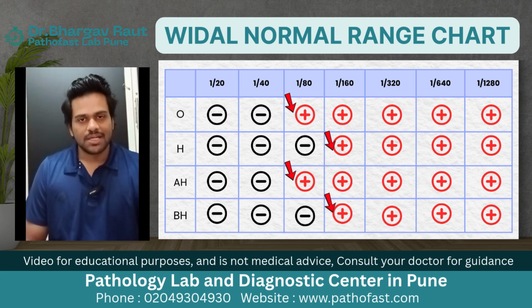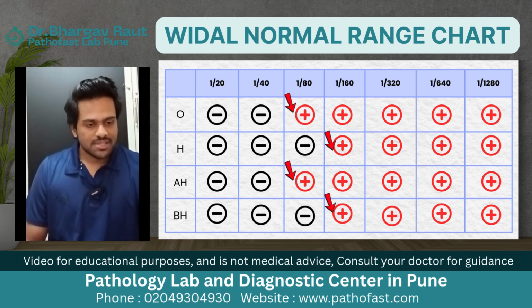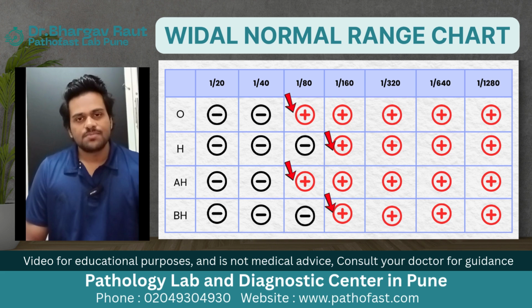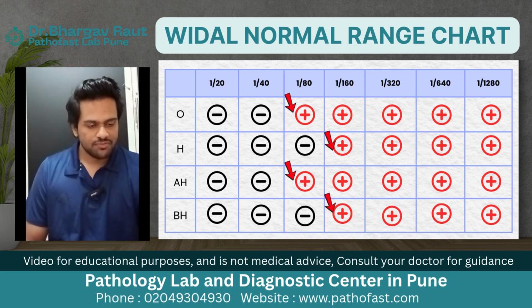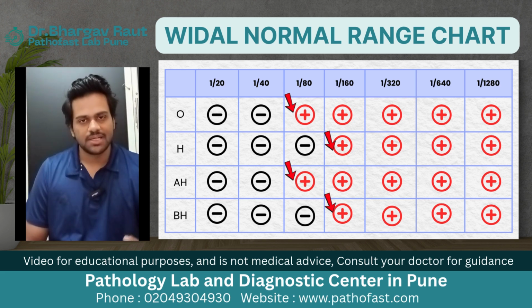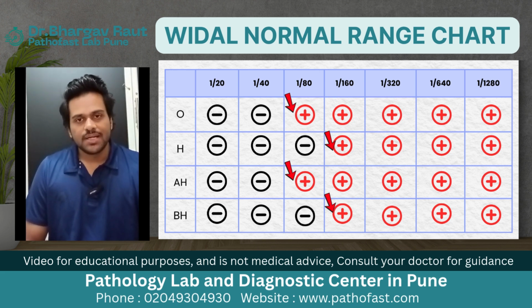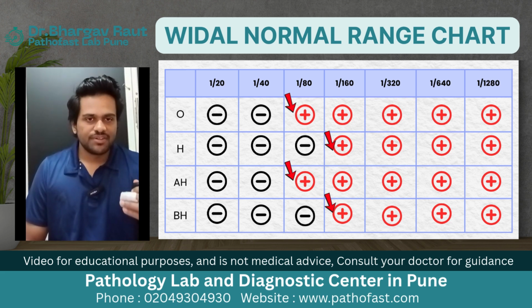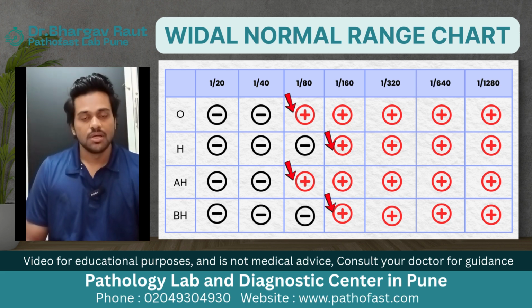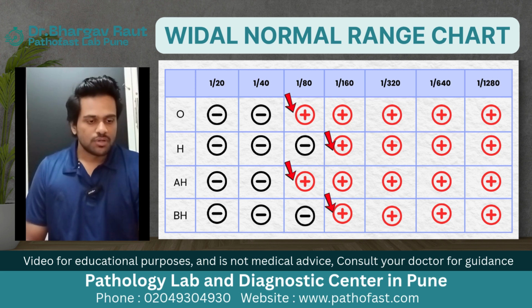So let's take these antibodies step by step. The first one that we test for is the anti-H antibody. And we say that if your sample has been diluted 40 times, so you can see the first two columns, 1 by 20, that means your sample was diluted 20 times. 1 by 40, it means your sample was diluted 40 times. But if we can detect the antibodies at 1 divided by 80, that means if we've diluted your sample 80 times and we can detect the antibodies in that solution, we say that it is positive for the H antibodies and that you are positive for typhoid.